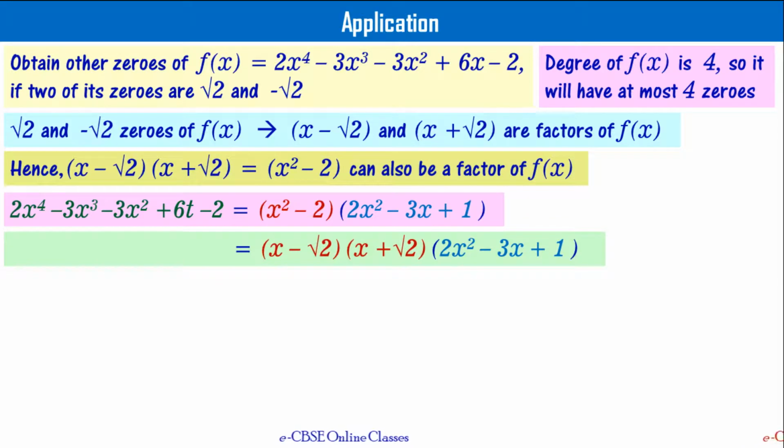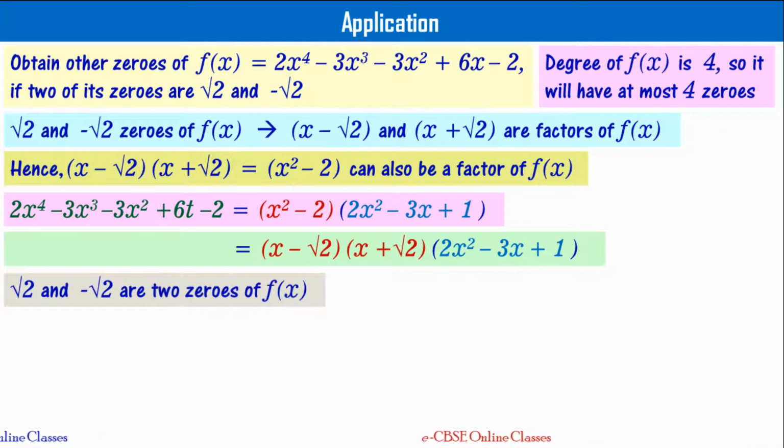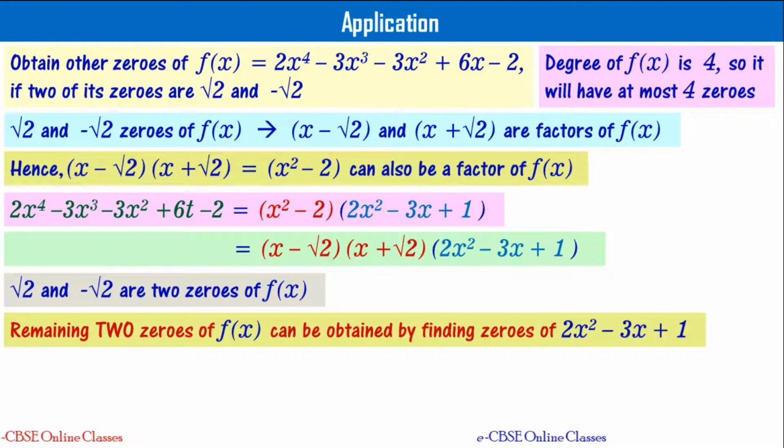This can be written as x minus root 2 times x plus root 2 times 2x square minus 3x plus 1, right? And in the problem statement, it was given that root 2 and minus root 2 are two of the zeros of this function. So it suggests that to obtain the remaining two zeros of f of x, we have to find zeros of 2x square minus 3x plus 1. Let's do that now.